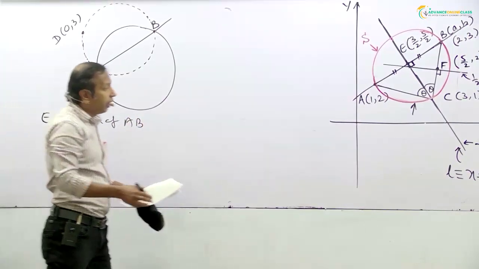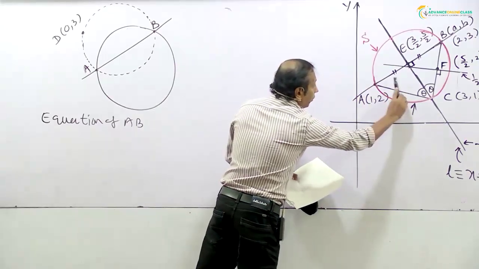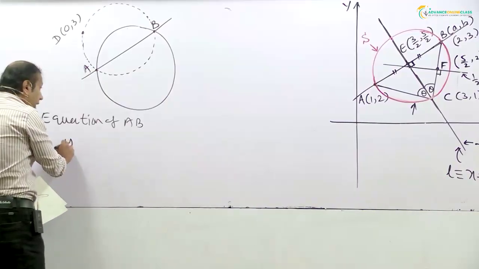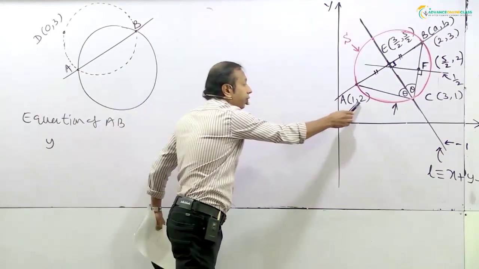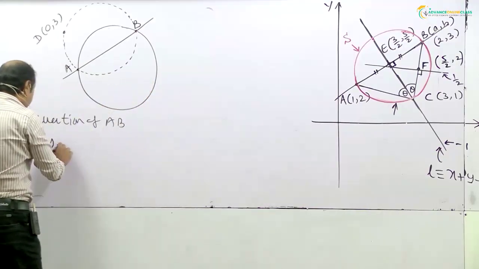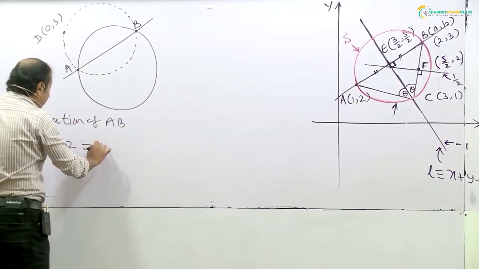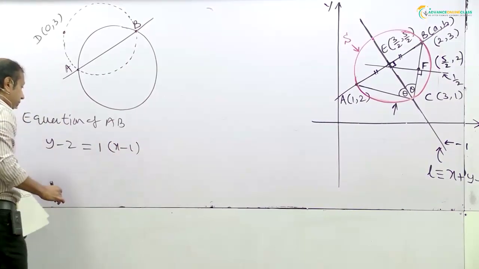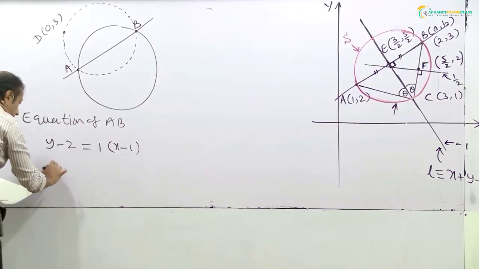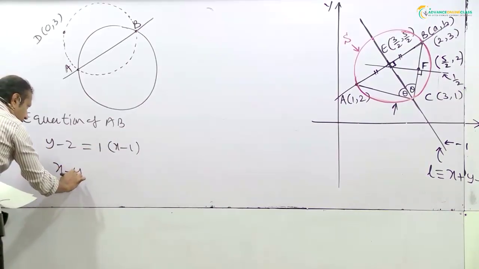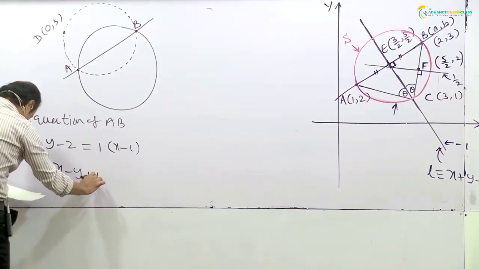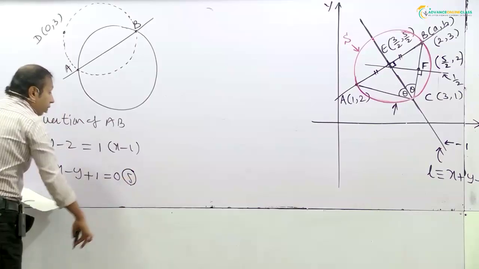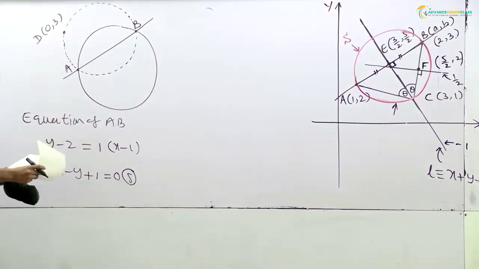Right. We notice the gradient of AB is 1, because this is -1, no? Therefore, this is 1. How to write the equation of AB? Take your x naught, y naught as this. Y minus y naught, gradient is 1, x minus 1. Take these terms to the right hand side. X minus y plus 1 equals 0. 5 marks. Right.